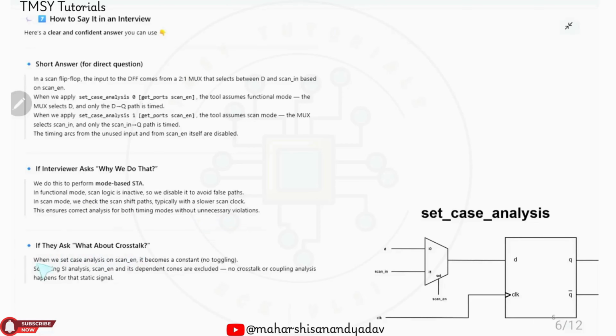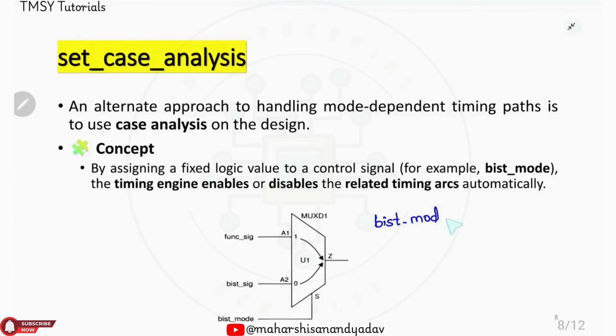So here also I am taking the same 2:1 mux example. Here mux D1 is the instance name. This is I0, this is I1. For I0 I am connecting BIST SIG, for I1 I am connecting func SIG, and this is the output. Let me write it here. Suppose I am applying BIST mode equal to 0, meaning when I apply 0 here, this A2 will be connected to the output.